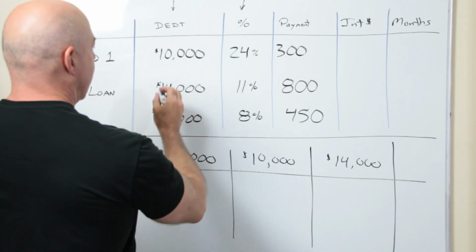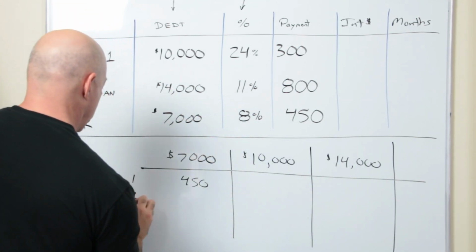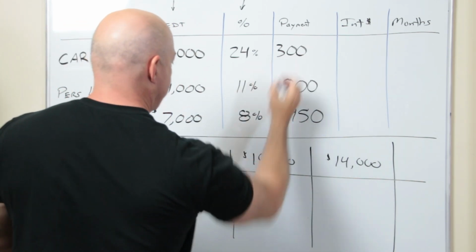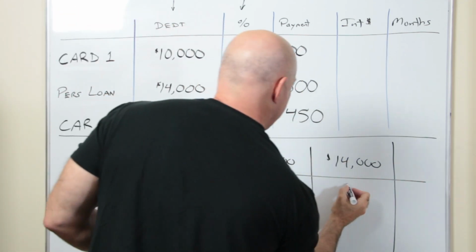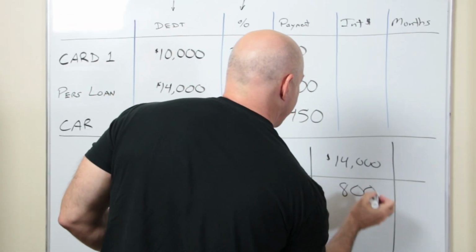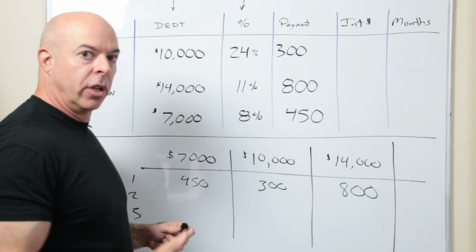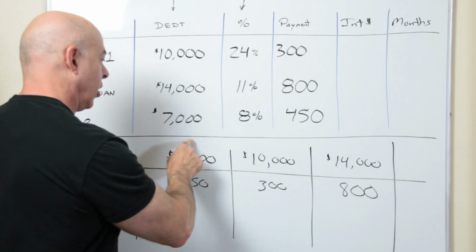The $7,000 is $450 a month. So you'll see rows. The rows represent months. And the $10,000 payment's $300. This is the first month. And the $14,000, the payment's $800. There's 2 specific things this is going to do. So the way this method works is quite simple. It says you're first going to apply money to the smallest debt.